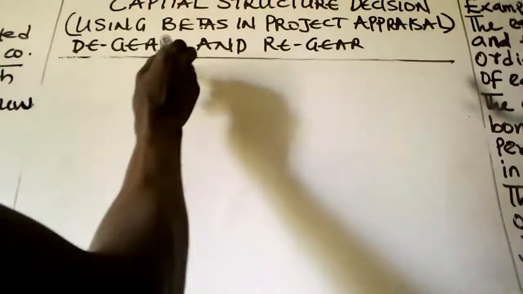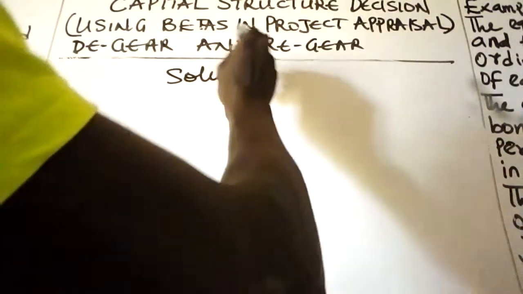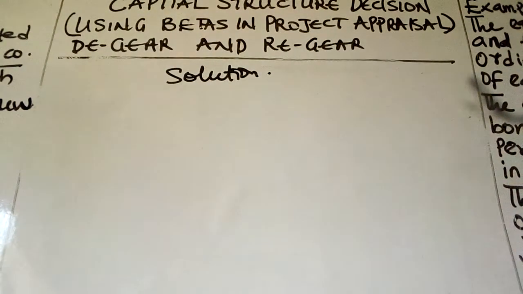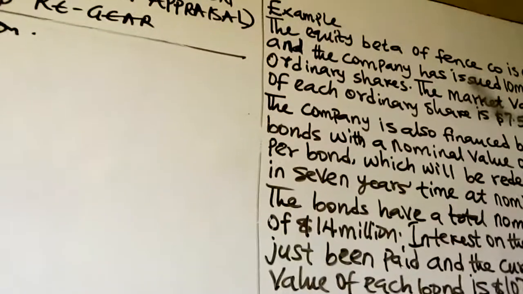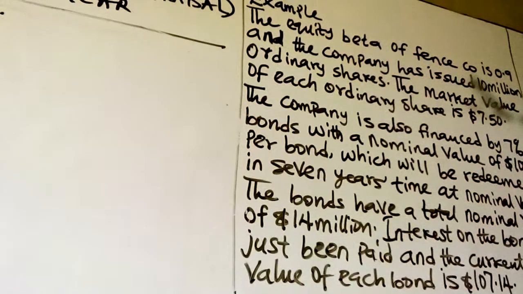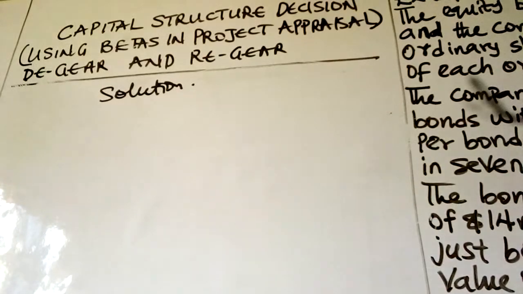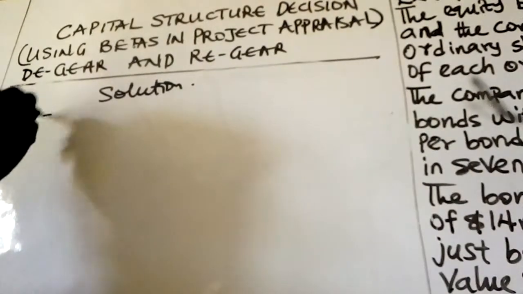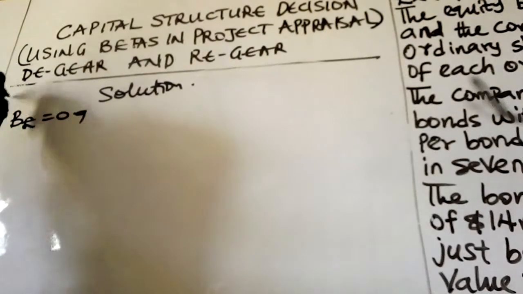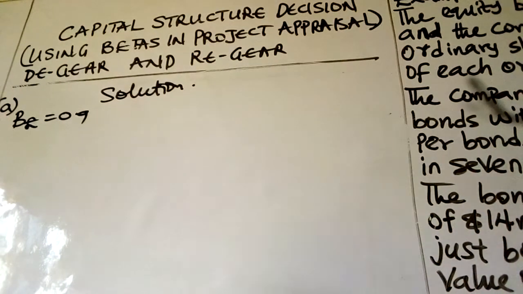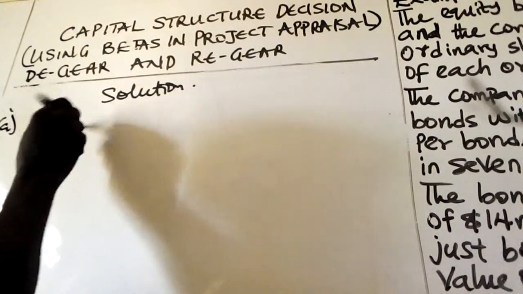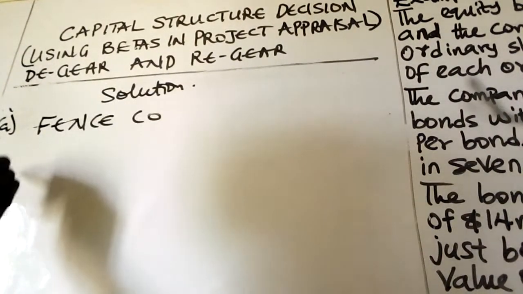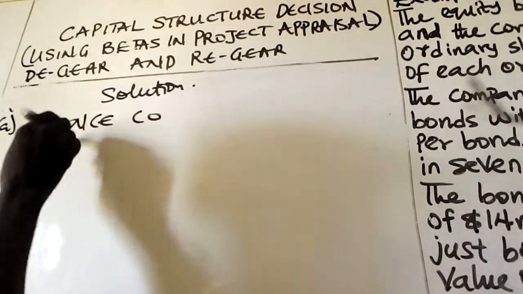Solution. So now let's go through the question. The equity beta of HESCO is 0.9. You have been given the beta of equity of HESCO to be 0.9. So we are solving the A aspect.